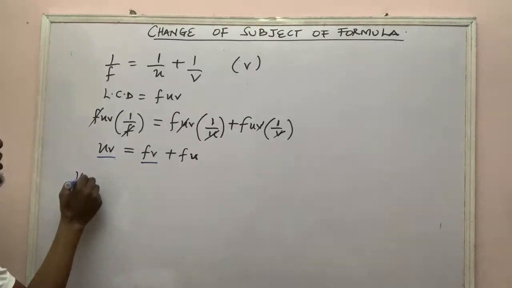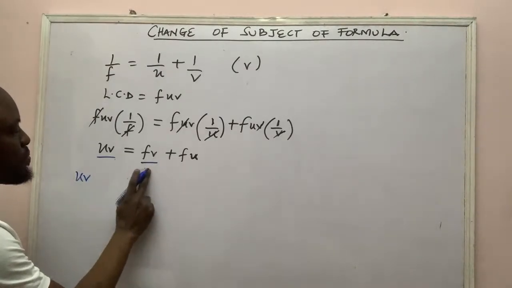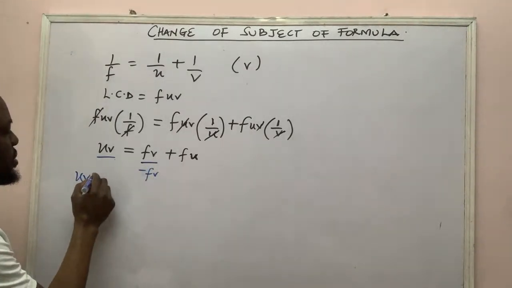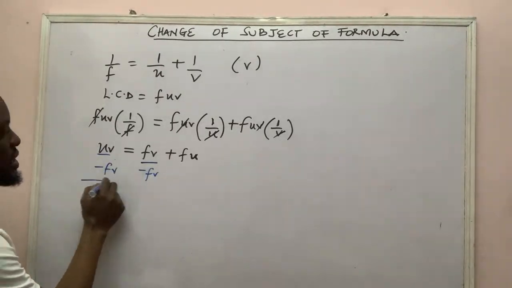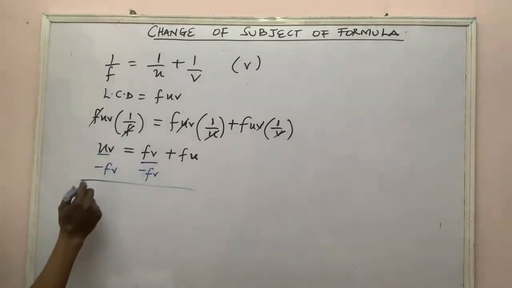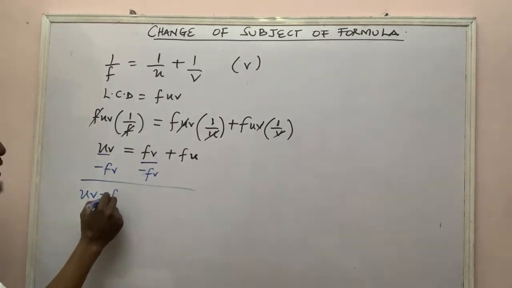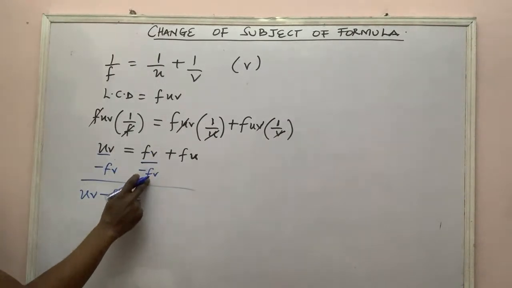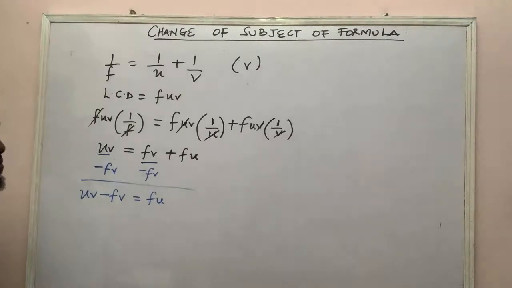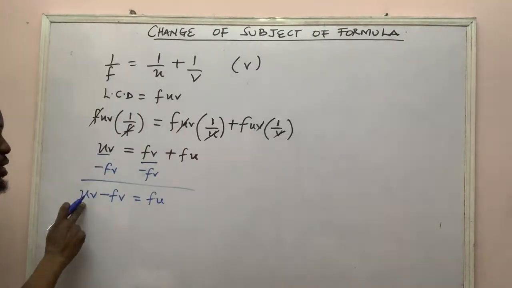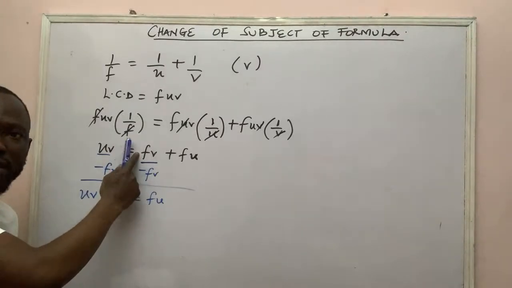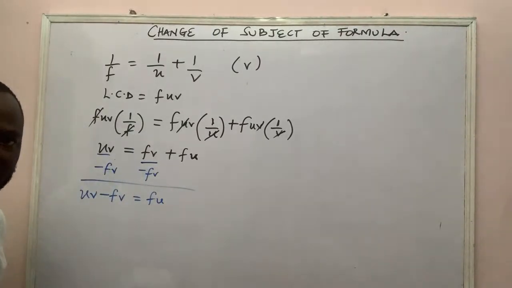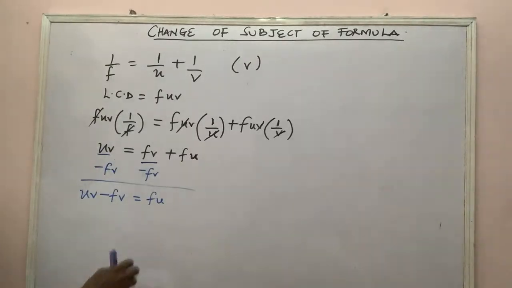So this is UV. If I subtract FV from both sides of the equation, this will be 0. So I have UV minus FV, because FV minus FV is 0, and I have FU. Another way is I can take this to the other side, if that's what you understand. So you still have UV minus FV. If you're taking this to the other side, if it's positive and it crosses the equality sign, it becomes negative and vice versa. So now, this is my new expression.